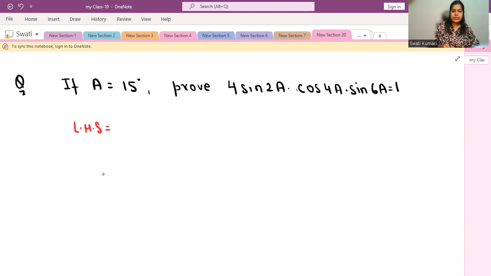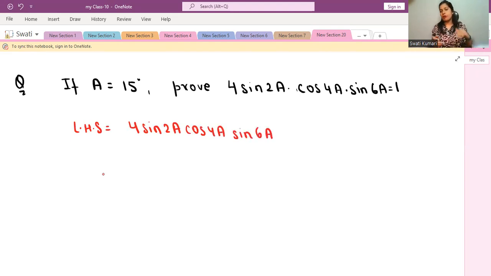So on the left-hand side, we have 4 sine 2A, cos 4A, and sine 6A. This is what we have on our left-hand side. Now we have to prove that this will be equal to 1. All right, so let's see how we can solve this. As you can see, in our question we have the value of A given, which is 15 degrees. So let us put A everywhere.